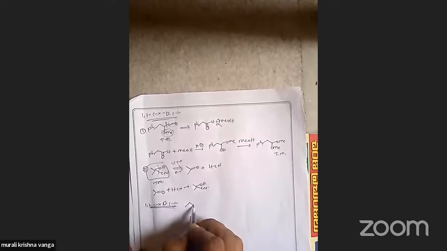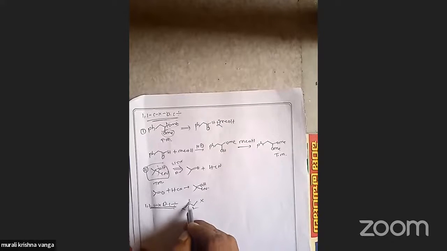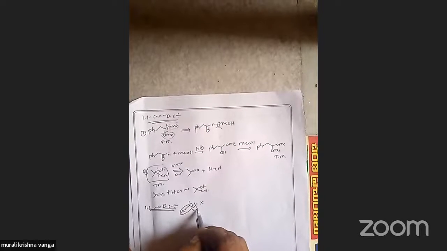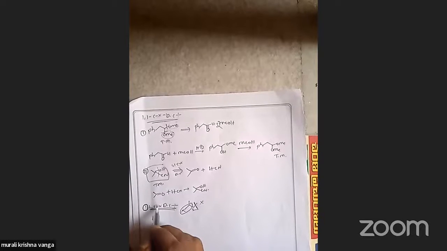Next one is 1,2 CX disconnection. In this molecule, 2 functional groups are there, and the relationship between the 2 functional groups is 1,2. So with respect to one functional group, the carbon-heteroatom bond of the other functional group undergoes disconnection. In 1,2 CX disconnection, the functional group is present at the first carbon atom, and the bond to the heteroatom of the functional group at the second carbon undergoes disconnection.